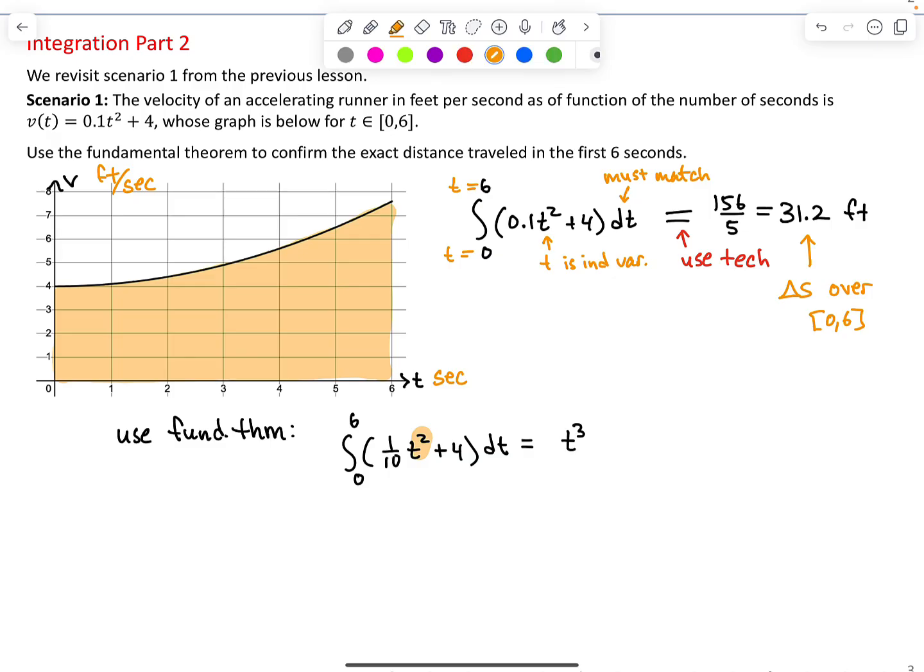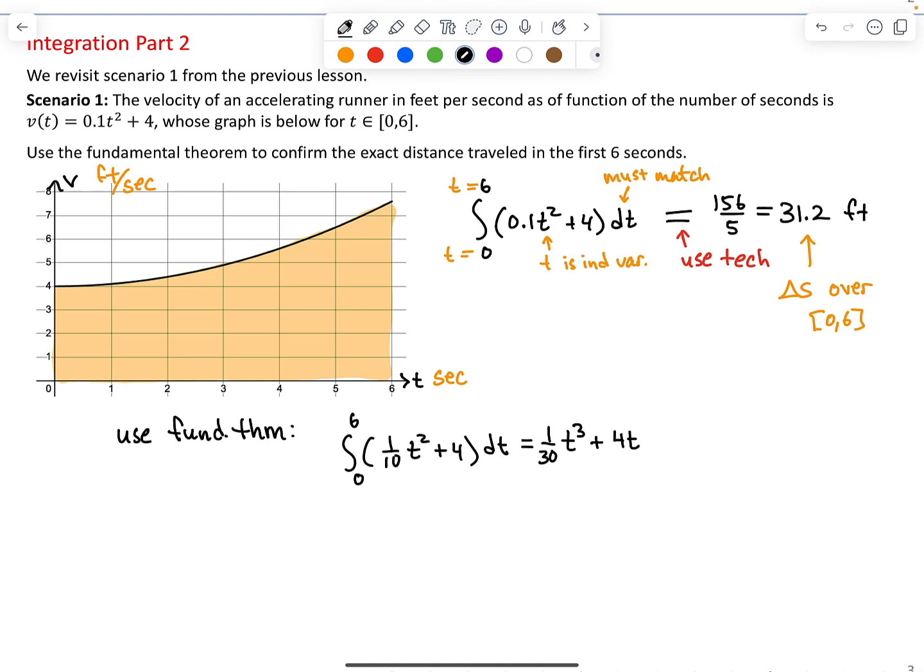And then I have to come up with what number it needs to be here so that the derivative will work out. Well, because when I differentiate t cubed, this 3 will drop and multiply the coefficient, I need to put here a number that is 1/3 of this number. So if I take 1/10 and divide by 3, I get 1/30. And then the antiderivative of 4 will go to 4t.